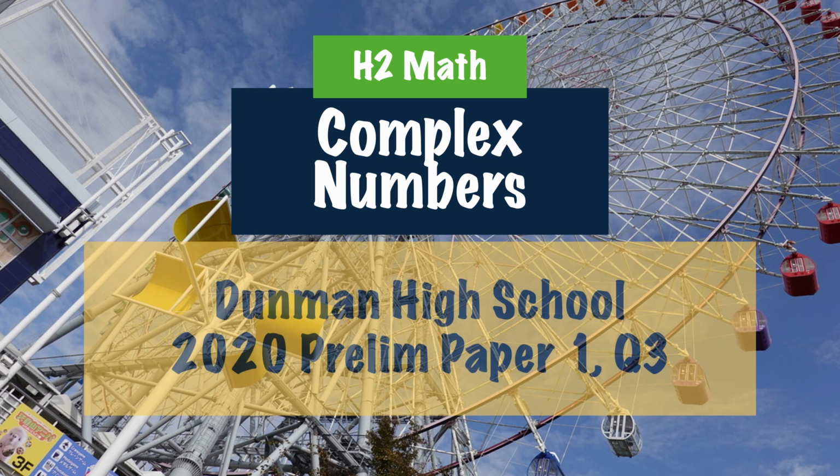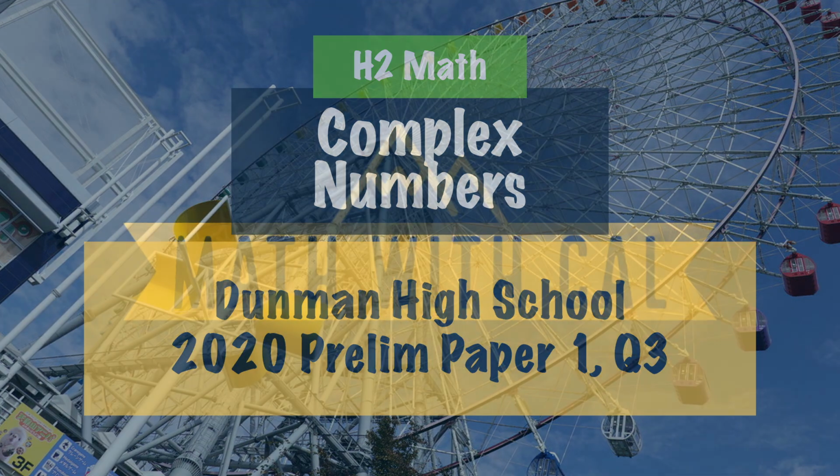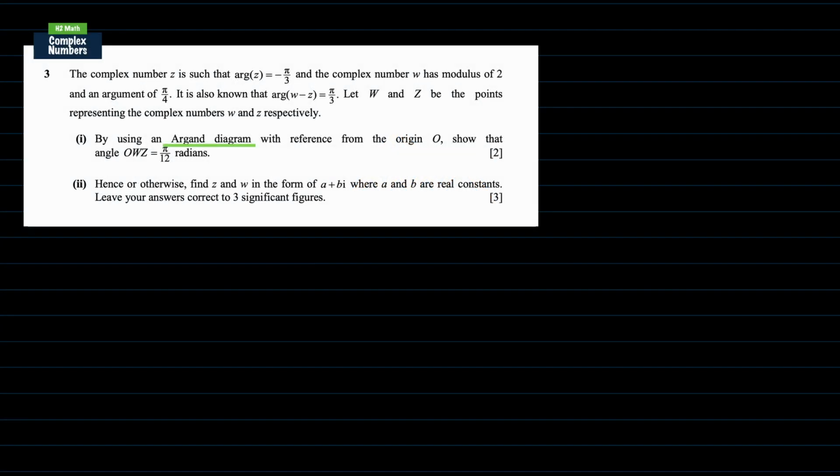This is taken from the 2020 Dunman High Paper 1, question number 3. If you're all ready, let's jump right in. We are tasked to use an Argand diagram to show that the angle OWZ is pi over 12 radians. Now before we do this, let's try to represent the complex numbers Z and W on the diagram with whatever information that you might have.